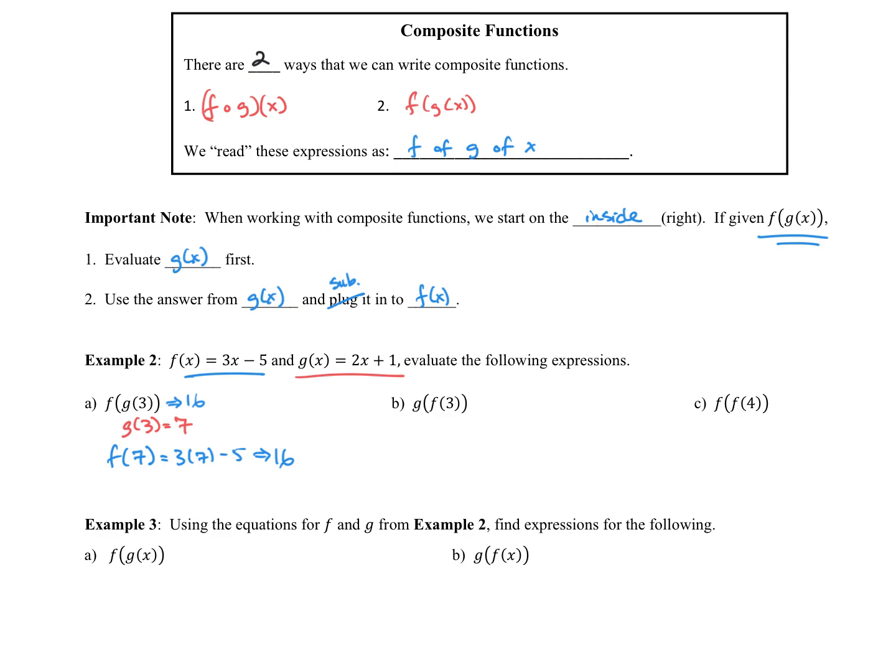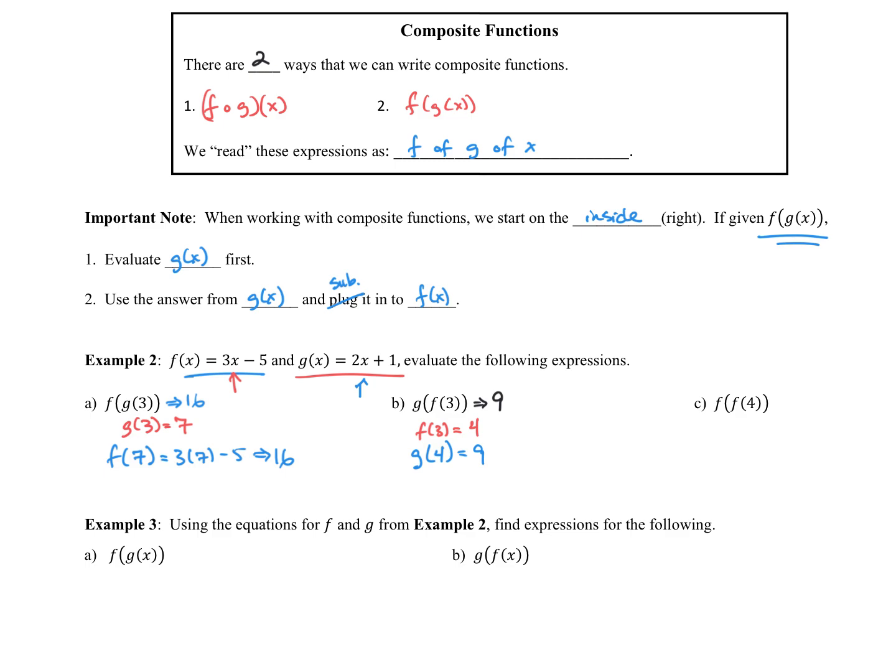And so on this one, what do we need to do first? Find what? f of 3. So first we need to find f of 3. And so what is f of 3? When I substitute in 3 right there, what do we end up getting? 4. And so after I find that, I now need to find g of what? 4. And so g of 4, I substitute in 4 right there. And so I end up with how much? 9. And so now g of f of 3 is equal to 9.